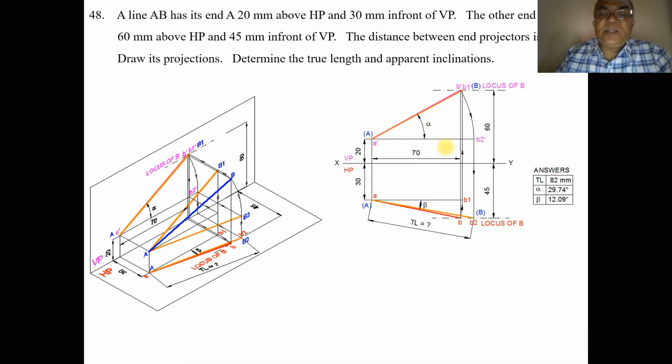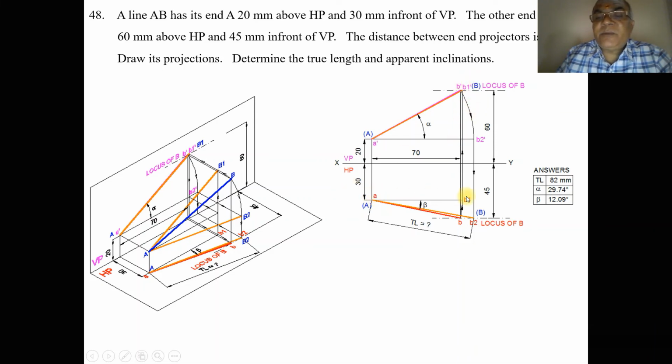The top view is below the XY line, that is on HP. With A as center, taking the radius of ab, you draw an arc such that both a and b1 will be in front of VP by 30 mm, and you mark this point as b1. Then from b1 you draw a vertical projector so that it cuts the locus of B in the front view here. So you mark this point as B1 dash.